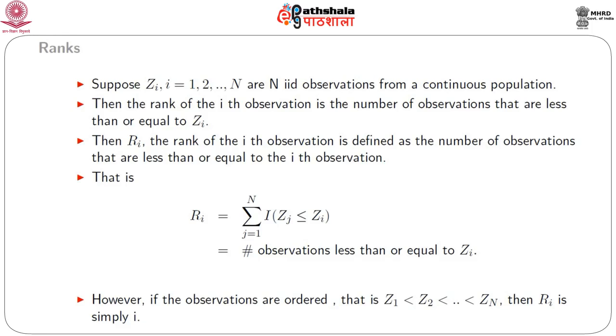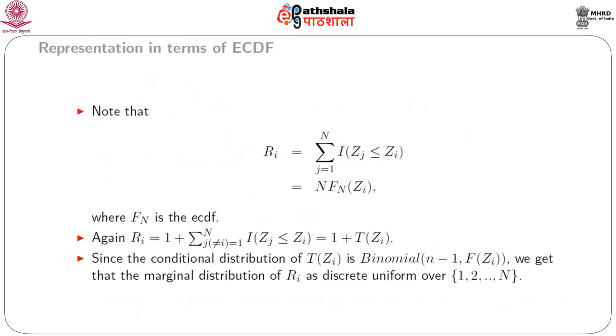That is, as we have defined earlier, Ri is nothing but the number of observations less than or equal to Zi. However, if the observations are ordered, that is Z1 less than Z2 less than up to Zn, then Ri is simply i. Now, we shall show how ranks can be described in terms of the empirical cumulative distribution function. Note that by definition Ri equals the sum of the indicators Zj less than or equal to Zi, summing over j, and this is nothing but n times the ECDF at Zi.